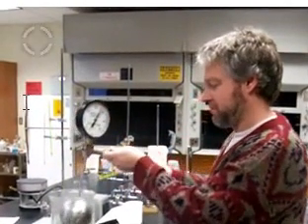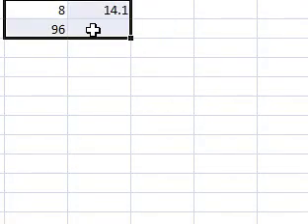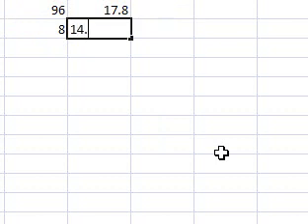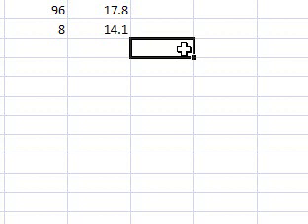And so I'm going to go over to Excel and plug in the data. Those were 96 degrees Celsius and 8 degrees Celsius. For the 96 degrees Celsius I measured 17.8 psi, and for the other one, 8 degrees Celsius, I measured 14.1 psi. That was the data point, it cut it out, but remember that these are my data for the example calculation. These are not your data. You have to use the next video.